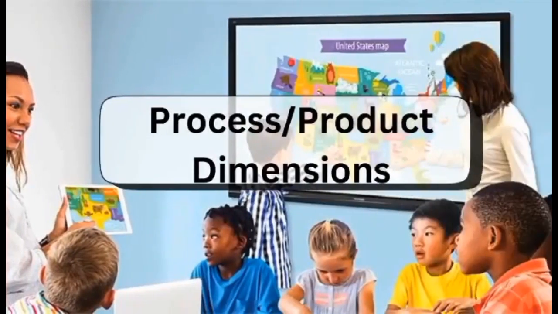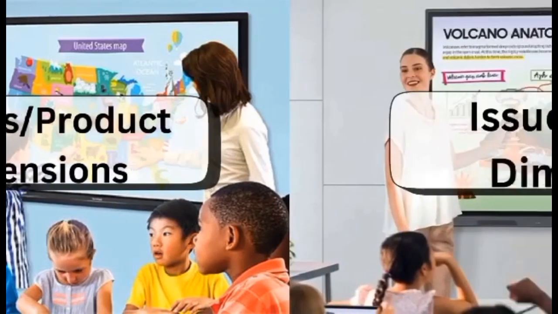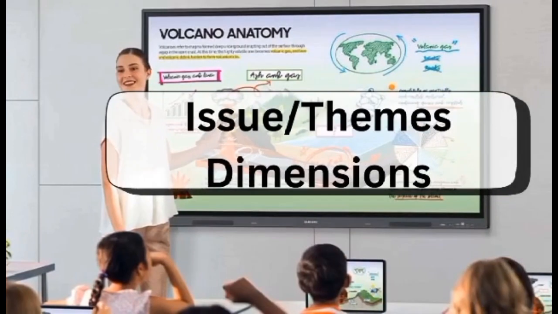In the process or product dimension, it incorporates direct instruction and embedded activities that promote higher order thinking skills and create opportunities for independent pursuit in areas of students' interest. In the issues or themes dimension, students will be able to develop deeper ideas and philosophies that promote understanding of the structure of knowledge learned.